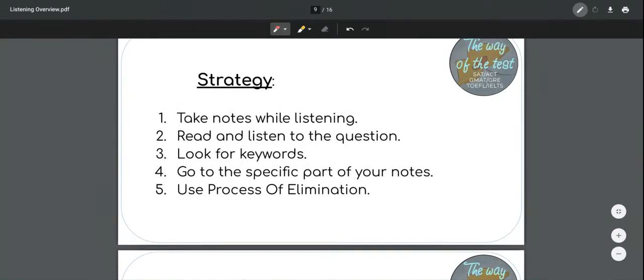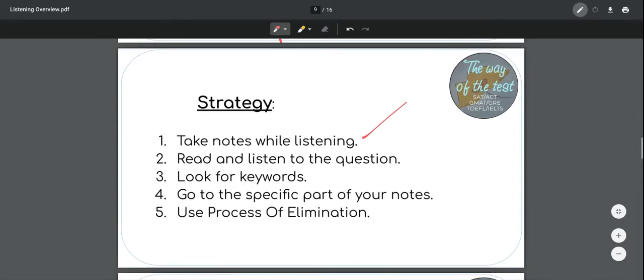Moving on, from notes to strategy. We're going to take the notes while listening. Because we don't have any specific time to prepare or to write notes after the listening, we just have to copy while we listen.